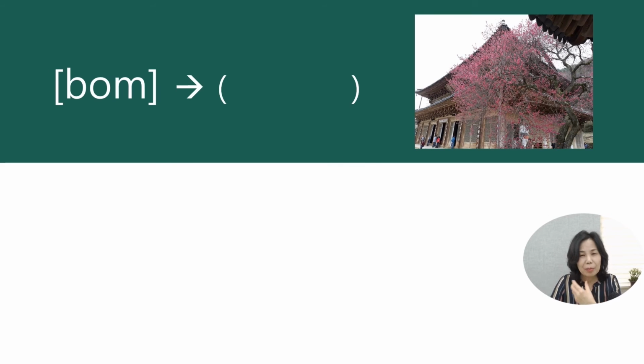How about 봄? It means spring. Can you write it? ㅂ first, and horizontal vowel ㅗ, and then final consonant ㅁ. Yes, that's 봄.